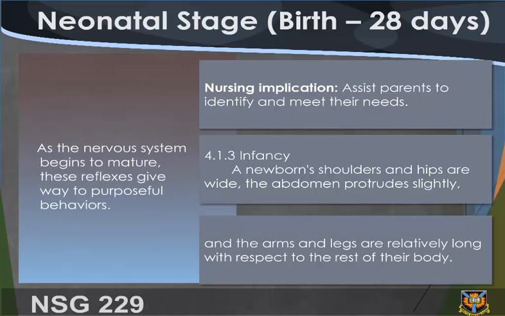As the nervous system begins to mature, these reflexes give way to purposeful behaviors. Nursing implication: assist parents to identify and meet their needs. 4.1.3 Infancy. A newborn's shoulders and hips are wide. The abdomen protrudes slightly, and the arms and legs are relatively long with respect to the rest of their body.